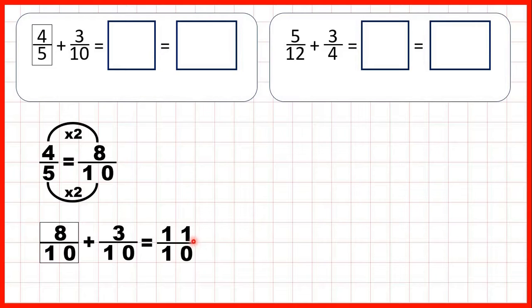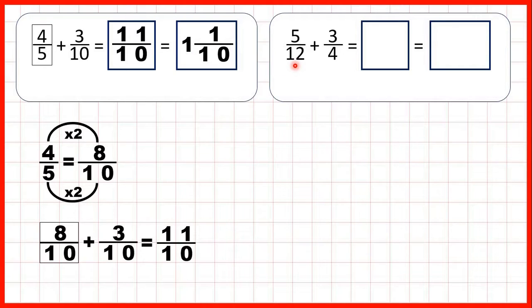So the denominator stays the same in our answer, and 8 plus 3 is 11. So, as an improper fraction, our answer is 11/10. But we can change that back into a mixed number by dividing. 11 divided by 10 is 1 remainder 1, because 1 times 10 is 10, then we need 1 more to get to 11. So, as a mixed number, our answer is 1 and 1/10.